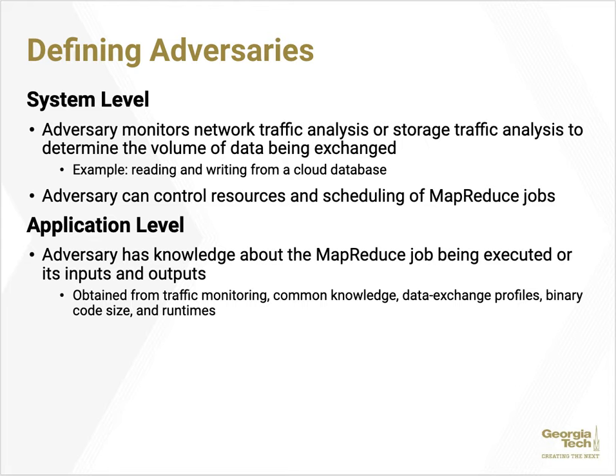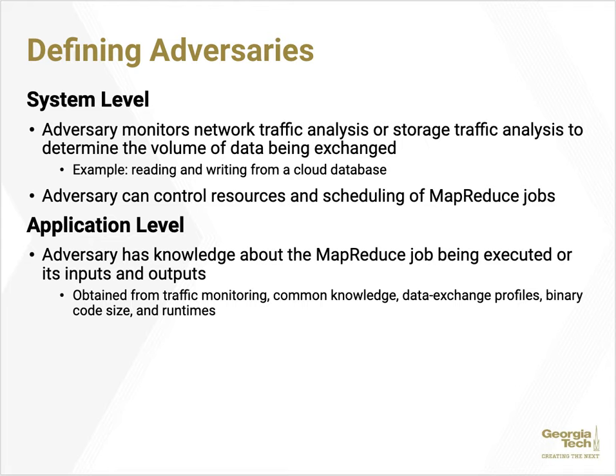The second type of adversary is an application level adversary. And conversely to a system level adversary, this type of adversary has knowledge about the MapReduce job being executed, its inputs, and its outputs. This information can essentially be obtained from traffic monitoring. So as specified before, if you have no information, you have system level access, you can obtain this information from traffic monitoring. It can be obtained from common knowledge.